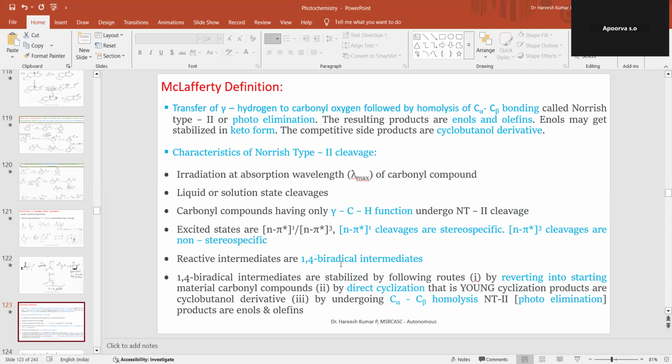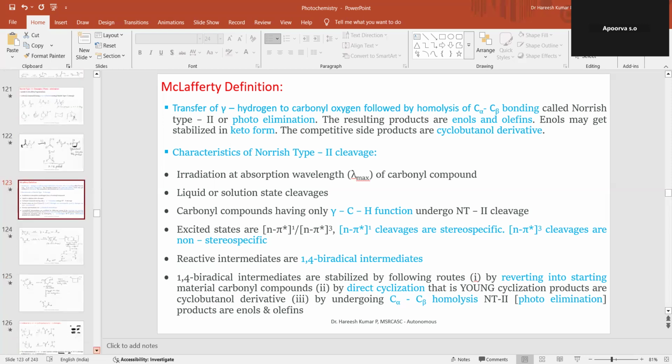Then the reactive intermediates are 1,4-biradicals, and the 1,4-biradical intermediates are stabilized by the following routes. One route is reverting into the starting material, and the other is direct cyclization. This direct cyclization is also called Yang cyclization. Usually cyclobutanols are the product, and by undergoing C alpha-C beta homolysis, which is again a photoelimination, the products are enols and olefins. With this, I will go to the next slide.